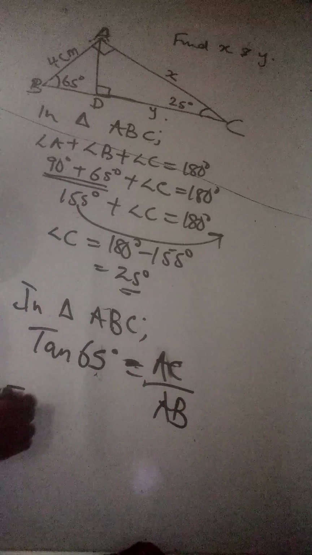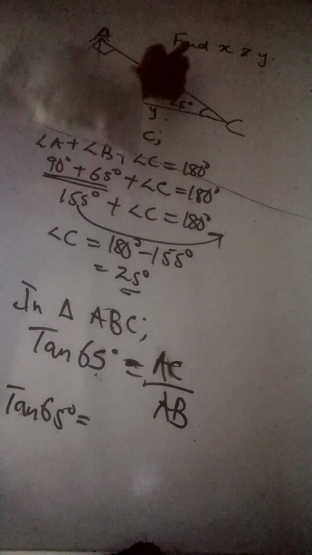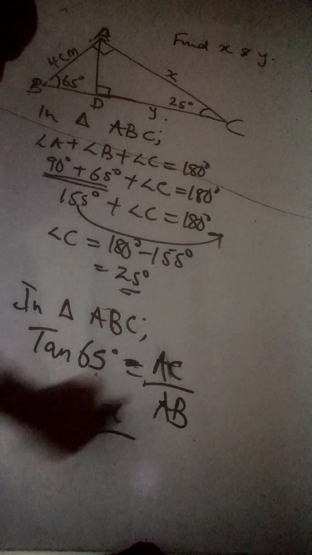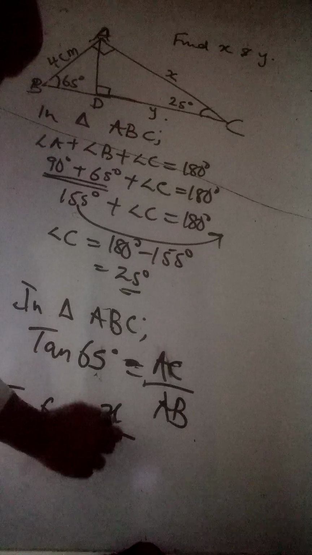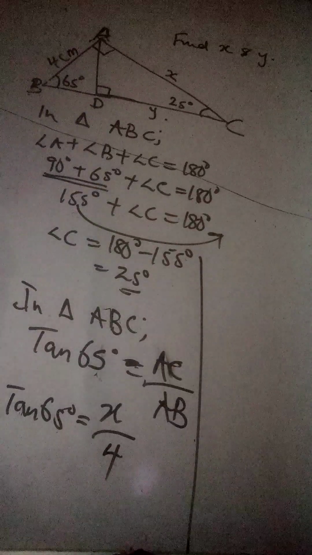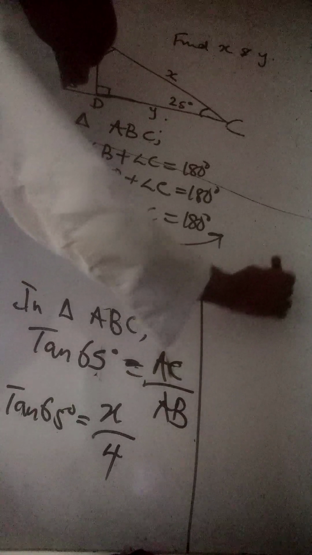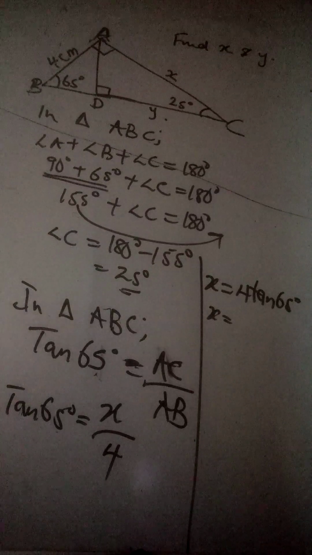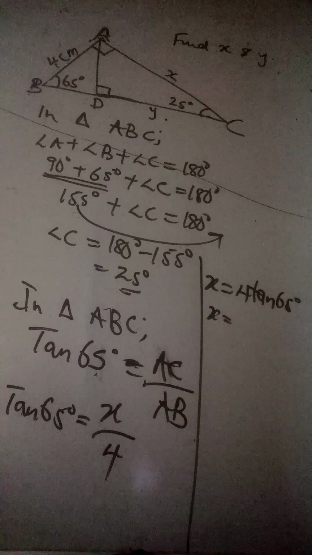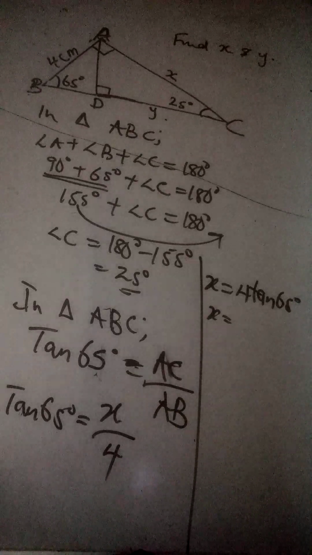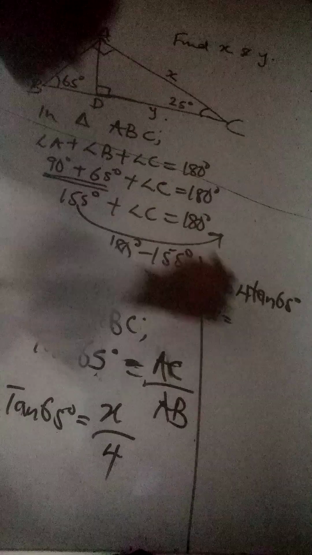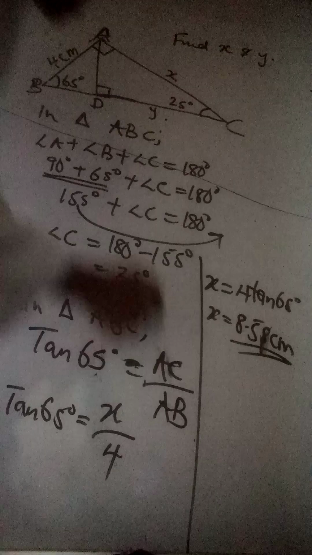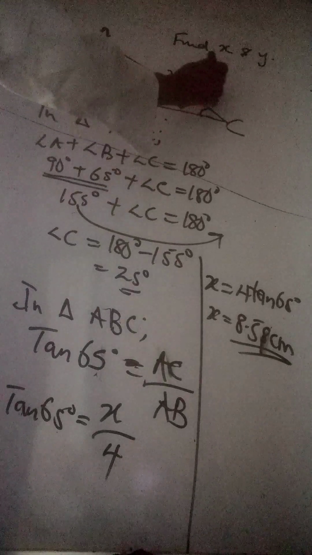So tan 65 degree will now be, what is AC? That is X, over what is AB? That is 4. By the time we cross multiply, X will be equal to 4 tan 65 degree. When you look for tan 65 degree and multiply by 4, you get 8.58 centimeters approximately. So I've gotten my X, 8.58 centimeters.